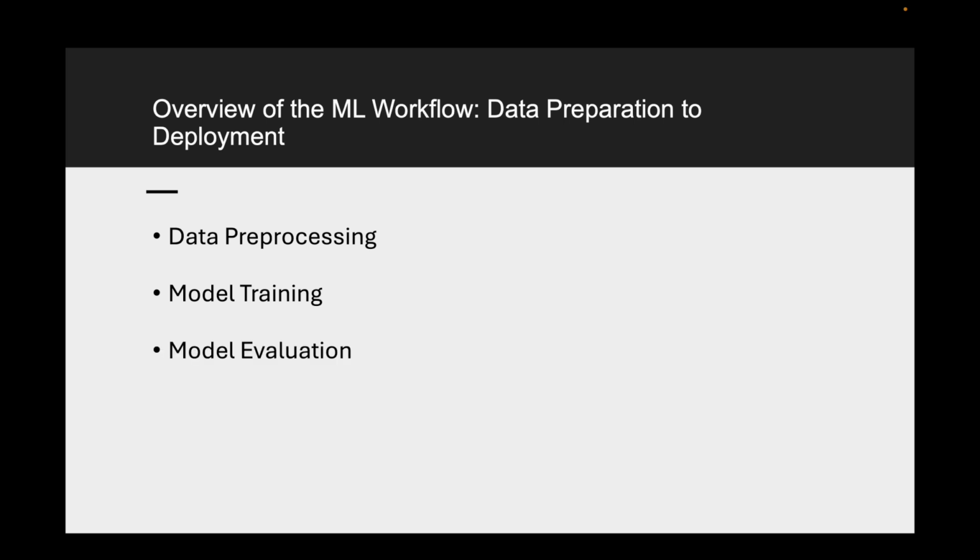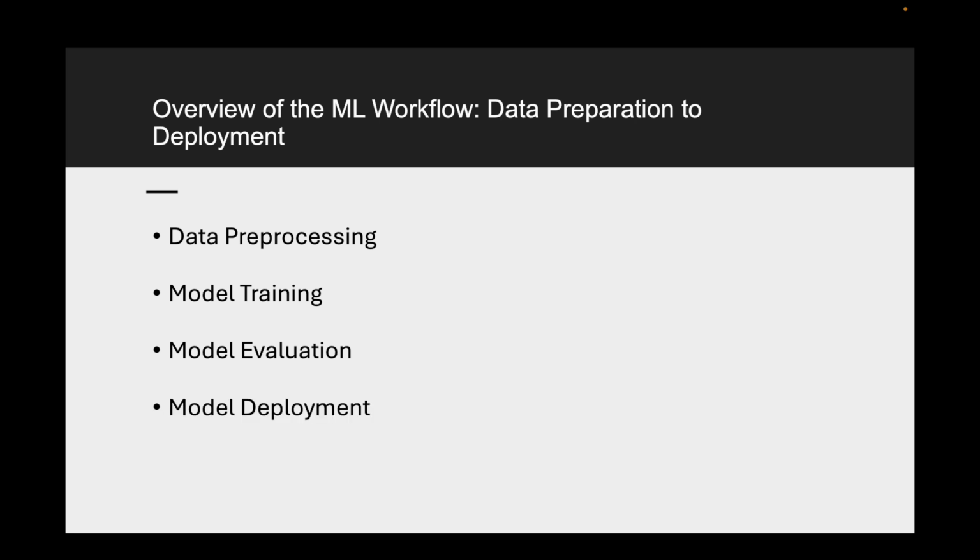Next, we have model evaluation. After training, the model is evaluated to assess its accuracy and performance. Common metrics include accuracy, precision, recall. There's also F1 score for classification tasks or mean squared error (MSE) for regression tasks. Cross-validation is often used to ensure the model generalizes well on unseen data.